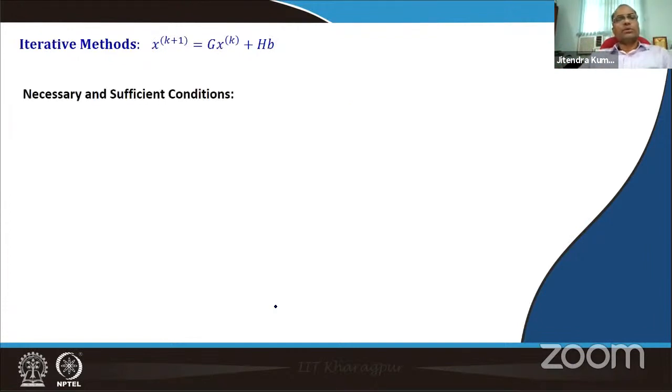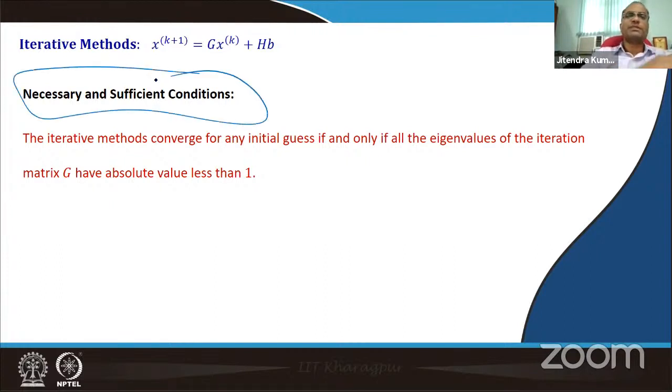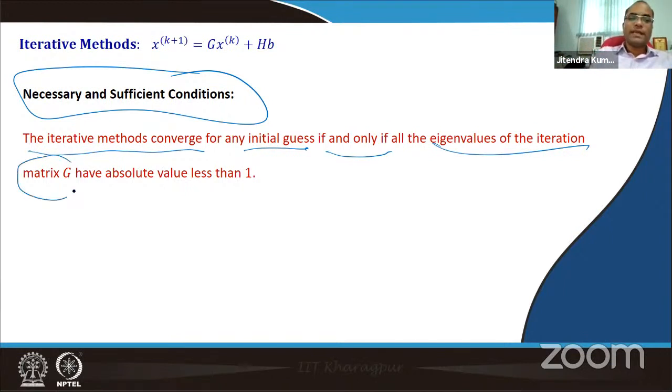Iterative method. So yeah, this is important here for the convergence: the necessary and the sufficient conditions. There are a few sufficient conditions which you can test and guarantee that the iteration will converge, and there is one necessary and sufficient condition. This is actually more important because it tells you everything, whether it will converge or it will not converge. So the result says that the iterative method converges for any initial guess if and only if all the eigenvalues, so here the application of the eigenvalues is coming into the picture, eigenvalues not of A, but of G, the iteration matrix, have absolute value less than 1.